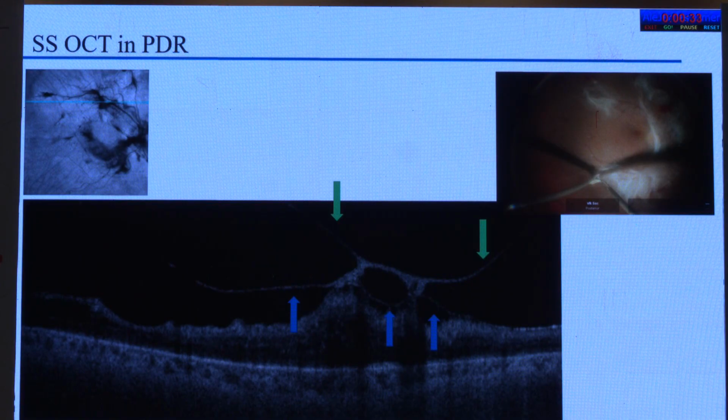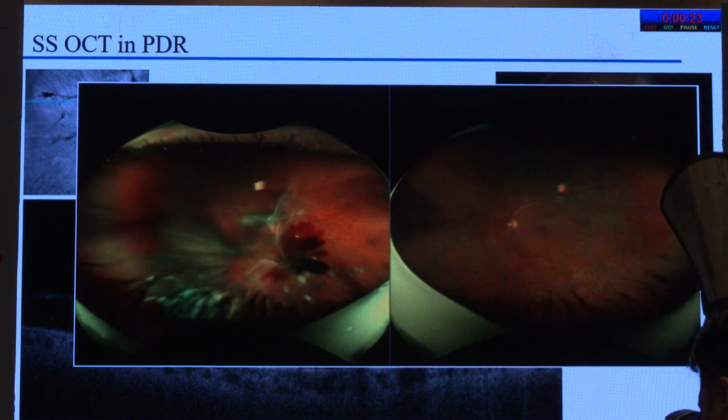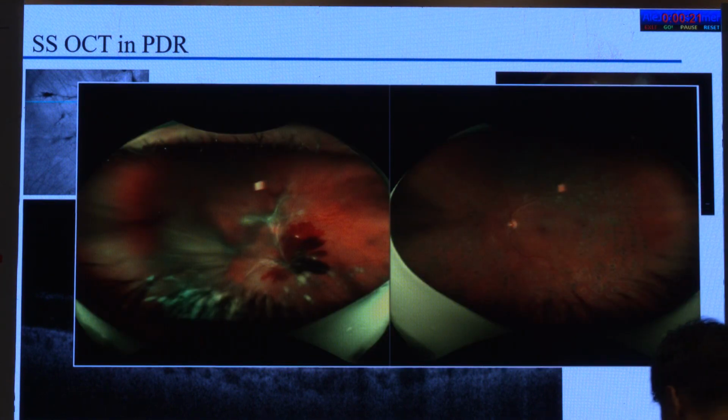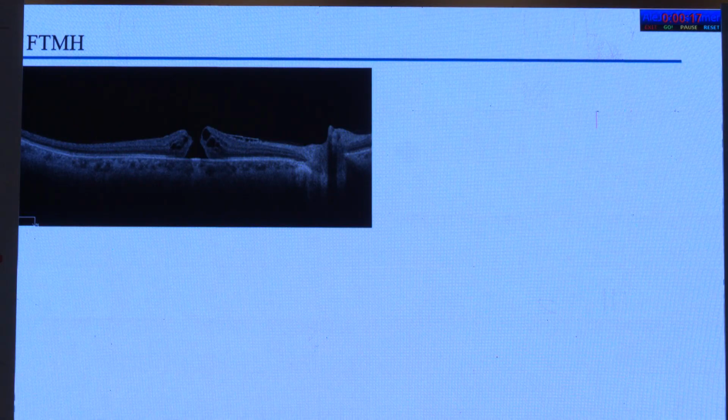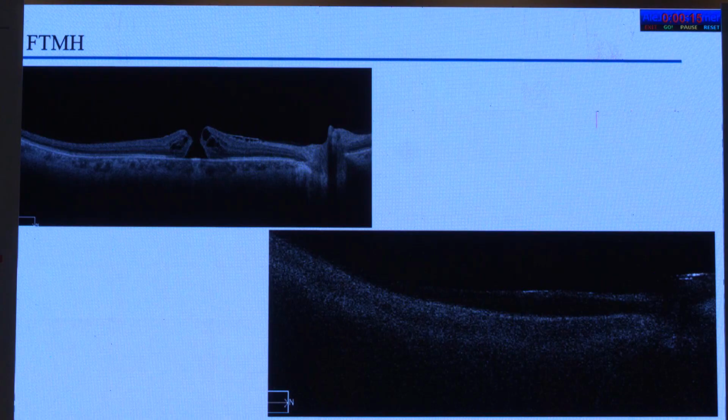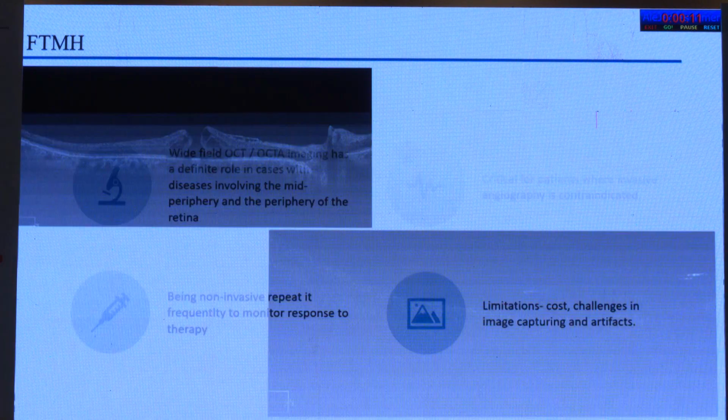SSOCT in PDR, one of my favorite topics. I think the blue arrows typically show the posterior leaf of the vitreous cortex, and this is where you go under with your scissor or forceps or the cutter, and that makes these tough membranes very easy to take out. Full thickness macular holes, very small hole, very beautiful to look at, but what would be more beautiful is to image them the next day, and see what changes in the way we position the patient.